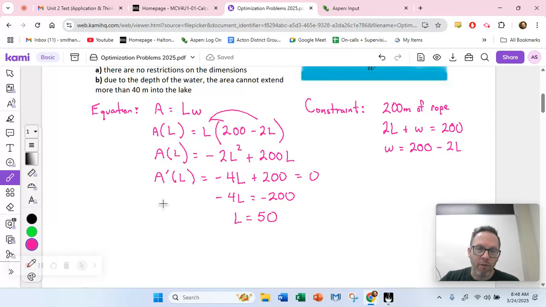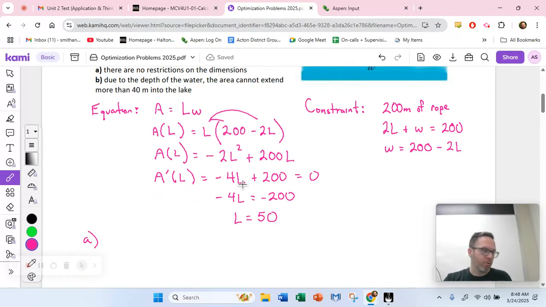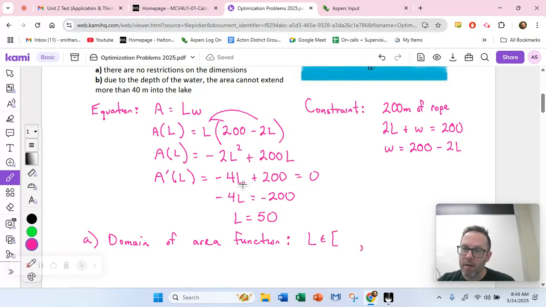So now let's actually start answering some questions for part A. We're finding the maximum enclosed area if there's no restrictions on the dimension. So can you guys just go back and have a look at our area function? Or just think about the problem in general. Our area function is in terms of the length. Can you guys just think for a second, and maybe I'll do my attendance while you think on this. What's the domain of this area function? I just can't plug in any L that I want. There's a lowest possible L, and there's a highest possible L, given the constraints in this question.